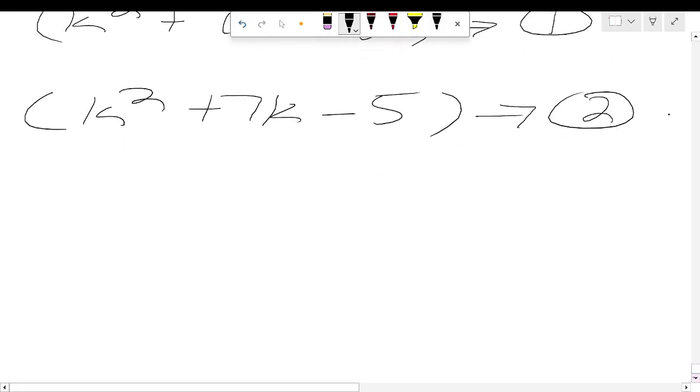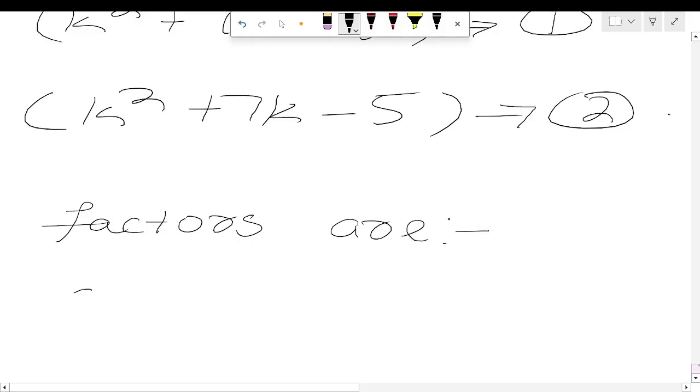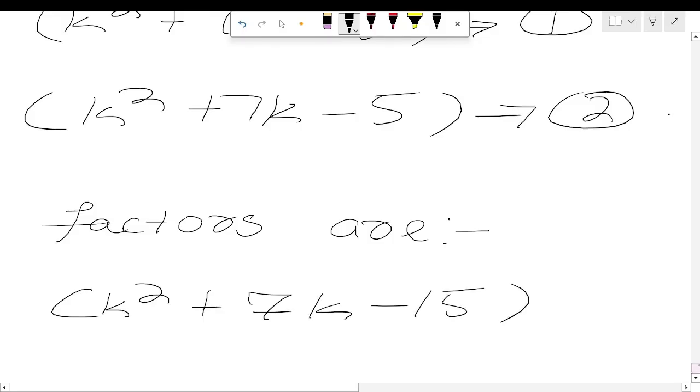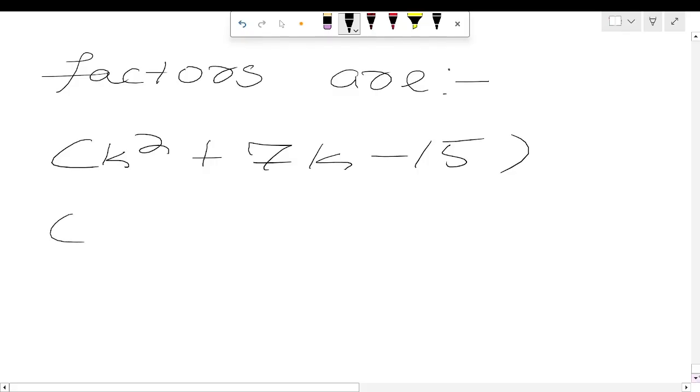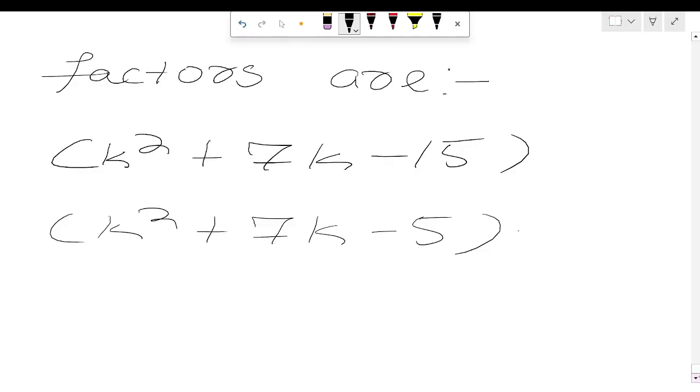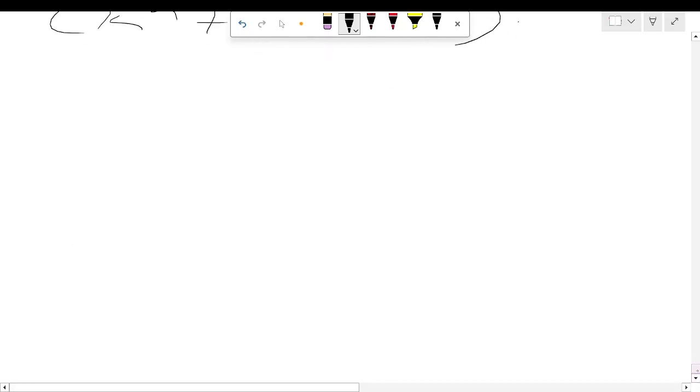So the answer will be these factors, or you can simply write the factors are, and you will just write here k square plus 7k minus 15. After that, what you will do is write the second factor, which is k square plus 7k minus 5. So this is the answer of question number 16. Okay, so now let's move on to question number 18, because I reviewed question number 17 and it is exactly the same. So I want you guys to practice it by yourself.